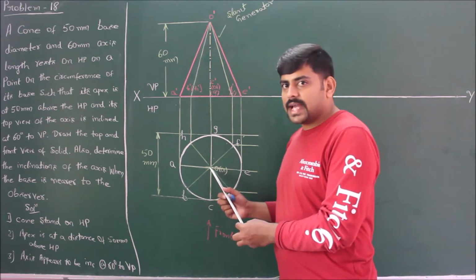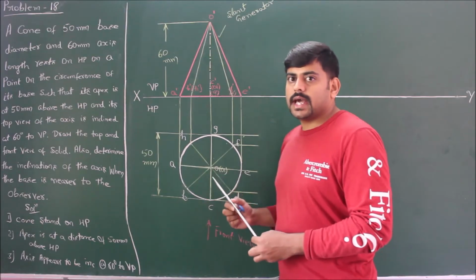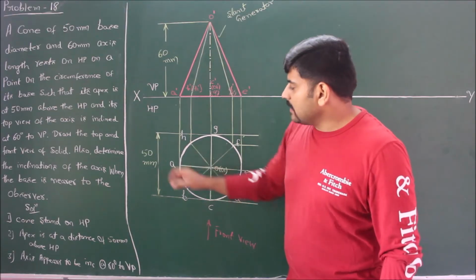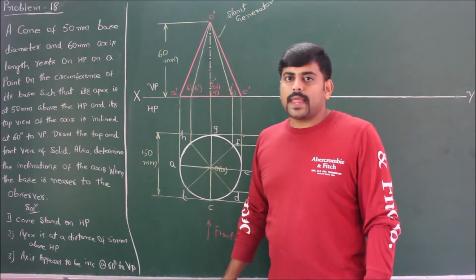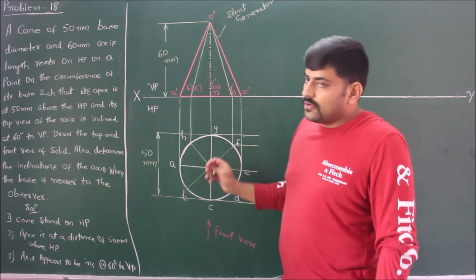O is the apex point of the axis, O1 is the bottom point of the axis. Also show the dimensions of the diameter and length of the axis. So this completes the first position.